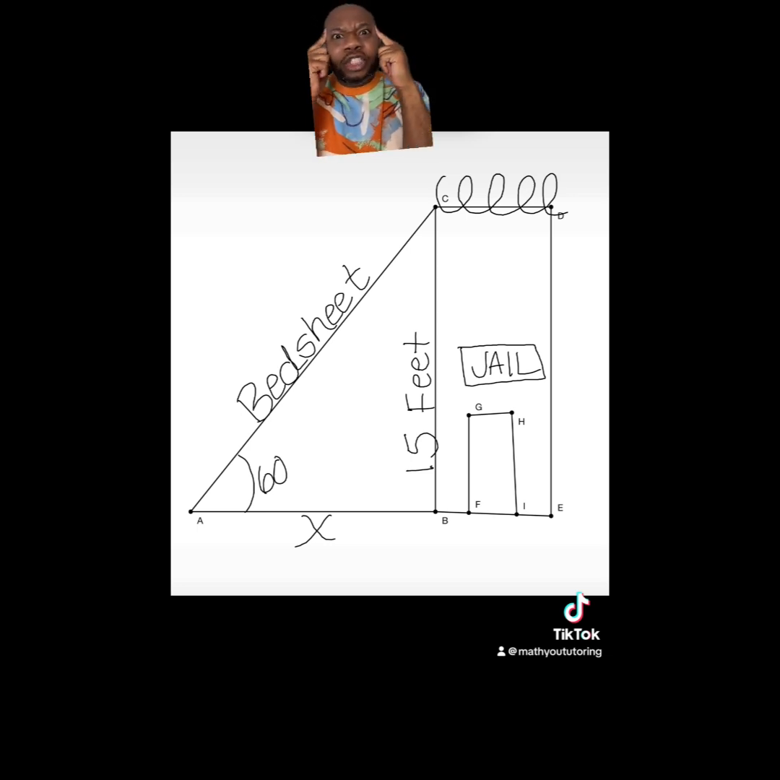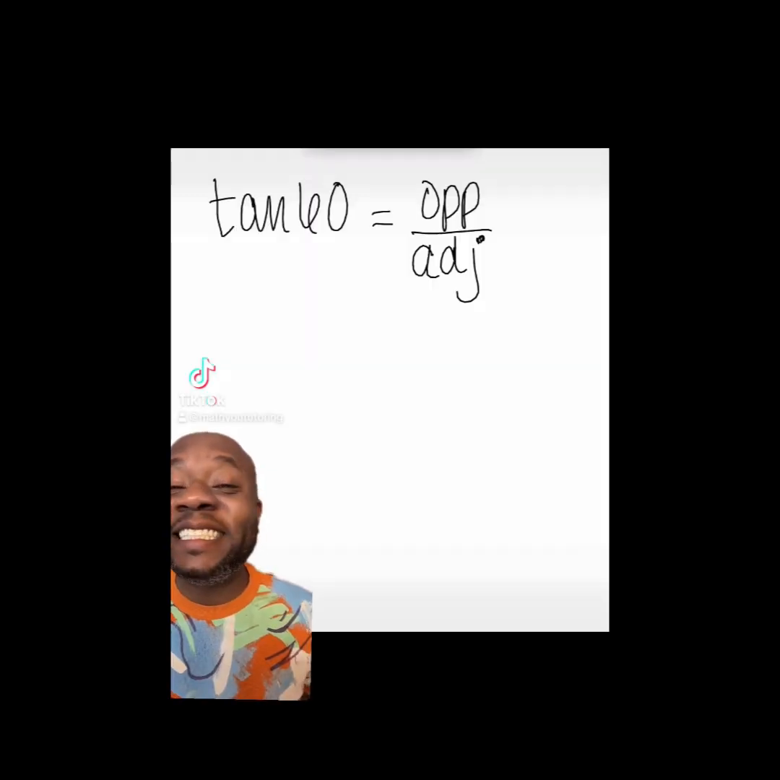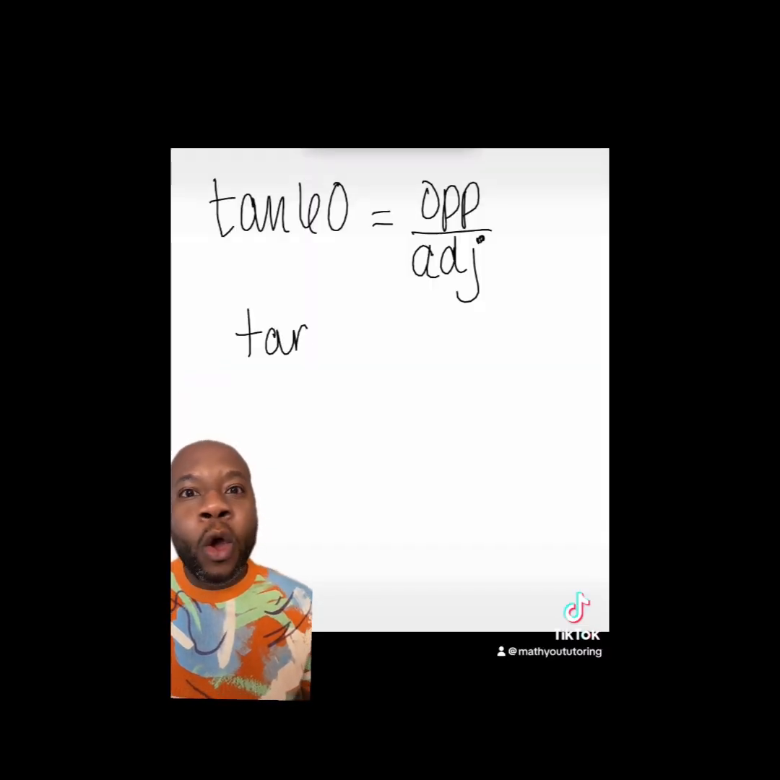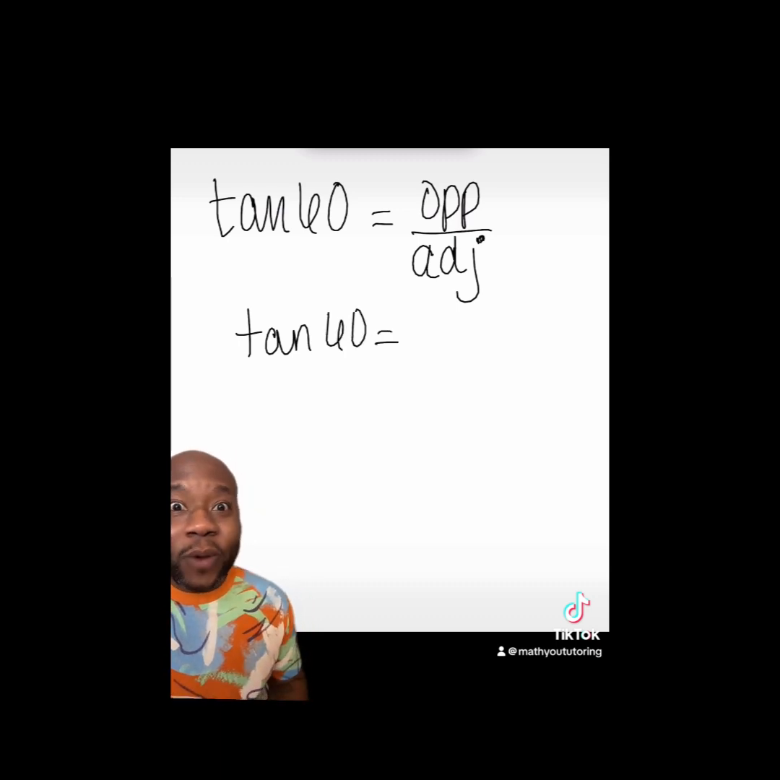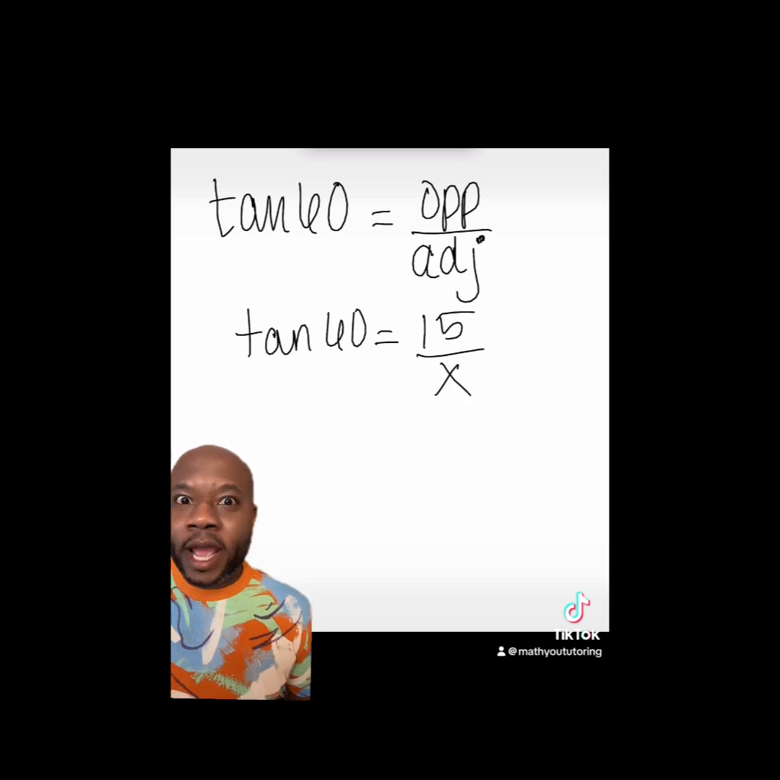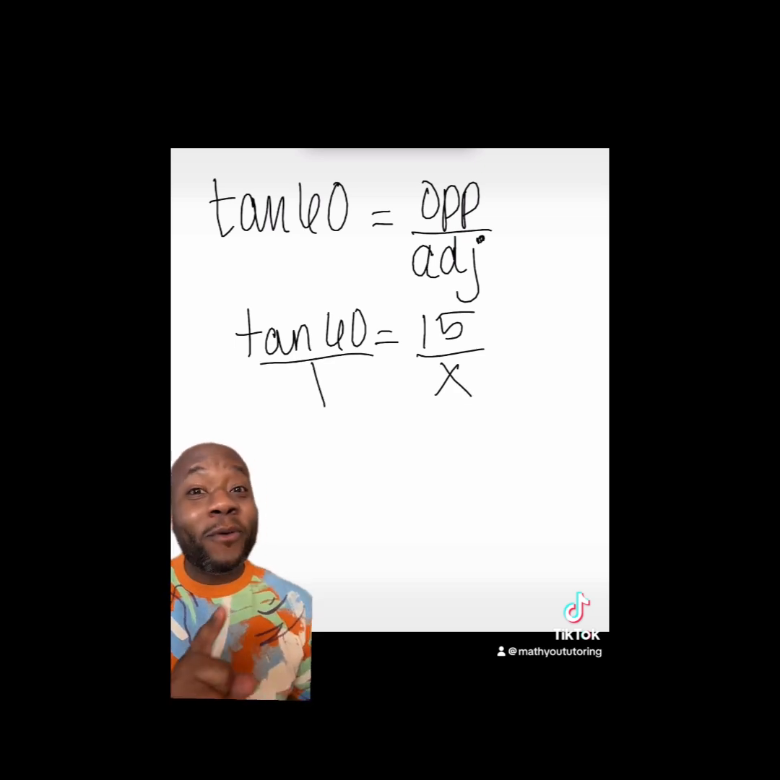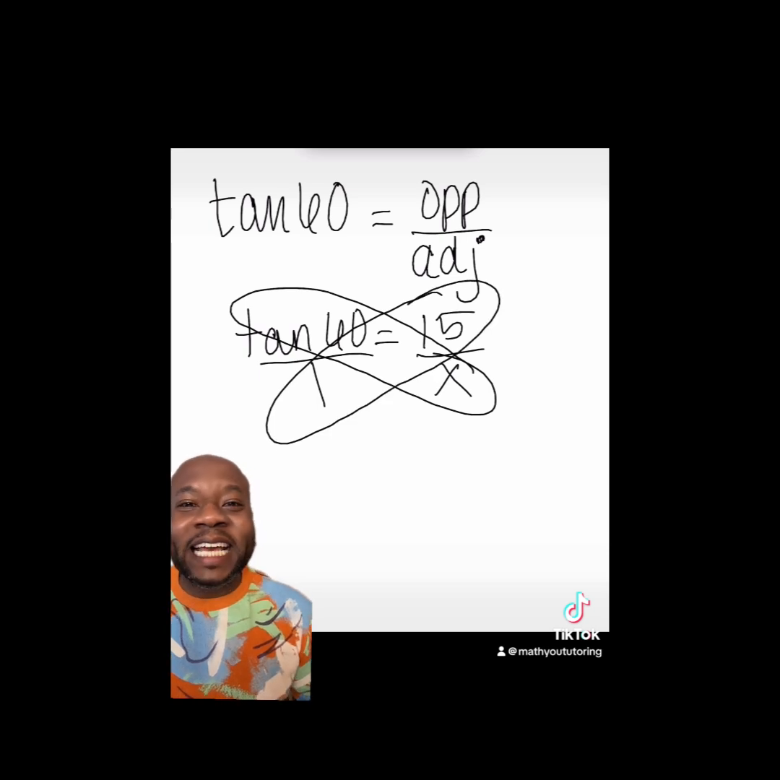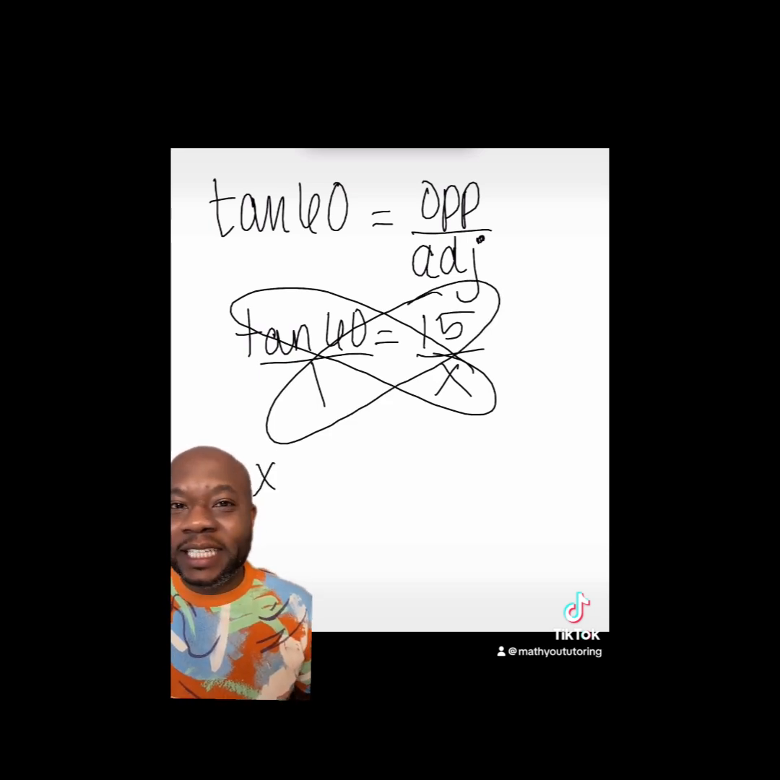So let's think about which trig function involves opposite and adjacent. If you said tangent, baby, you did it. So we're gonna set it up. Tangent of 60 is equal to the opposite over adjacent. What is opposite of 60? Well, that is 15. And what is adjacent to 60 or next to it? We don't know yet, but we're about to figure it out. So we set it up like a proportion and then we cross multiply. Tangent of 60 times x is equal to 15 times 1.